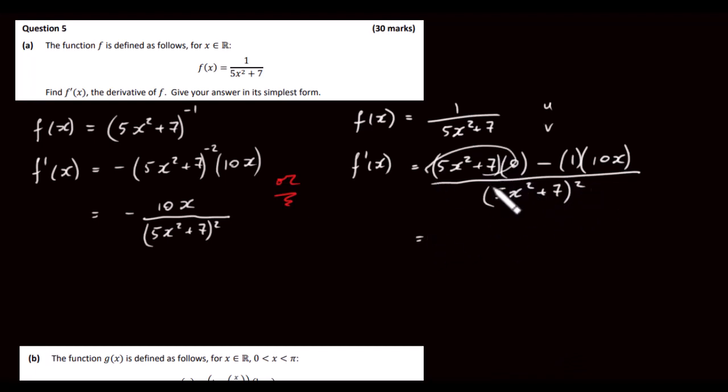That'll give us, well, this will just become 0, and here we'll end up with minus 10x on the top, and (5x squared plus 7) squared on the bottom. And it says give your answer in its simplest form, and I don't think we can do anything more with that. Nope, I think that's about it. Okay, so that's it for part A.